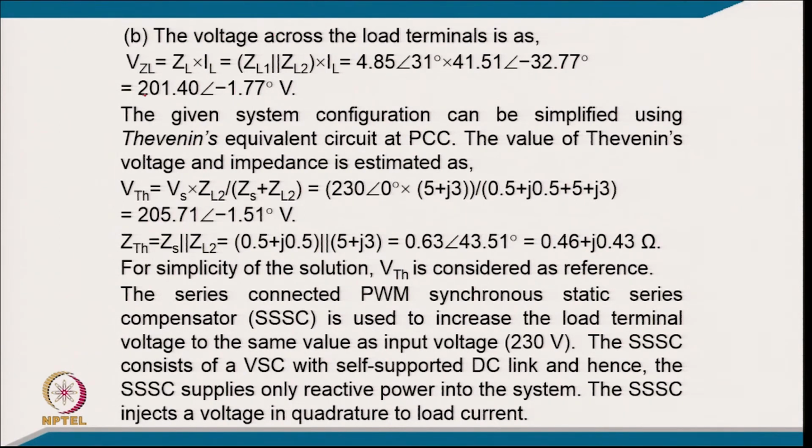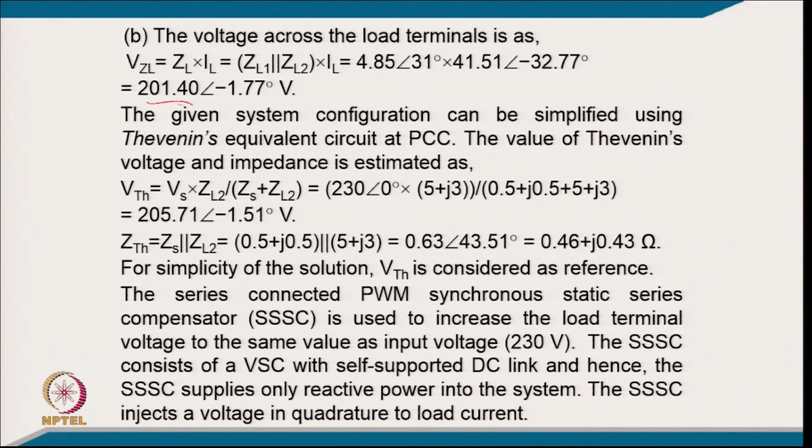So, you can find out the load voltage now: 201.40 volt at the angle of minus 1.77. This voltage reduces because both are lagging power factor loads, and there is a kind of voltage sag created here because of another heavy load connected at the point of coupling.